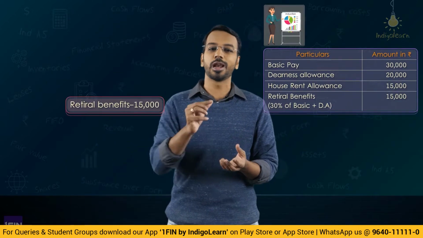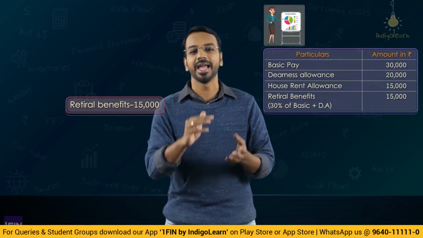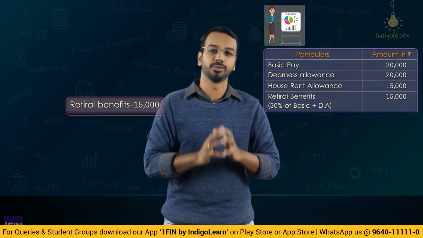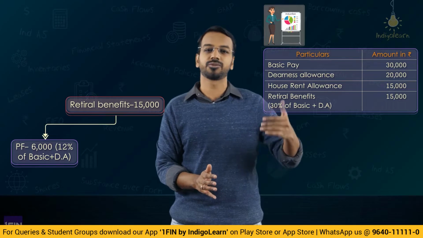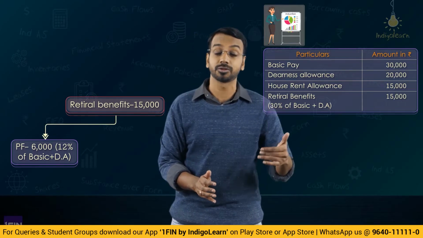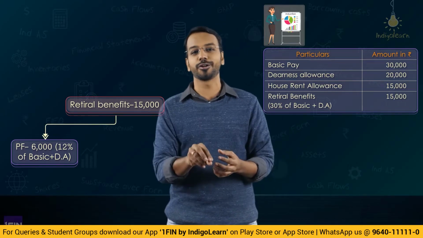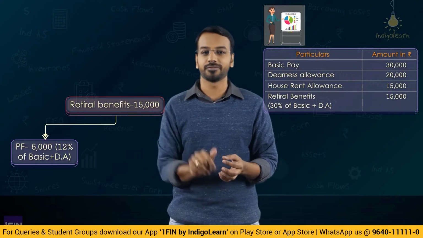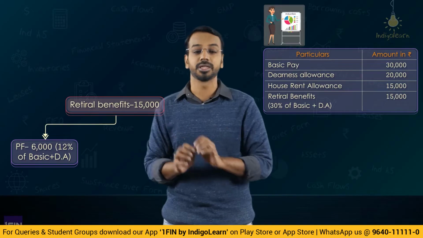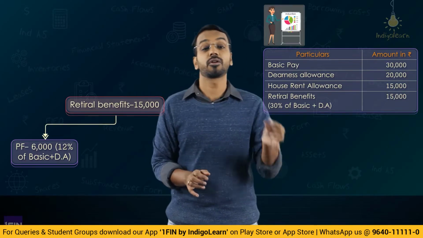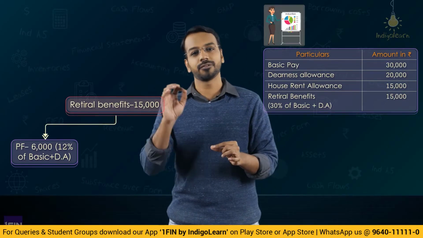It included 12% of basic plus DA as a PF contribution. So you would have learned about PF, right? 12% of our basic plus DA, which worked out to 6,000, that the employer would contribute to a provident fund. It was a recognized provident fund managed by the company itself. There was a trust inside the company, right? So 6,000 would be contributed to a PF fund.